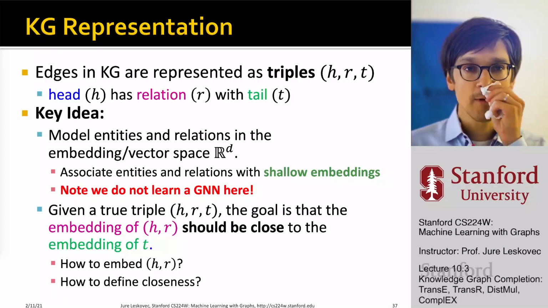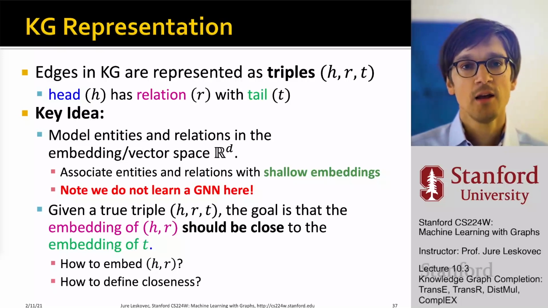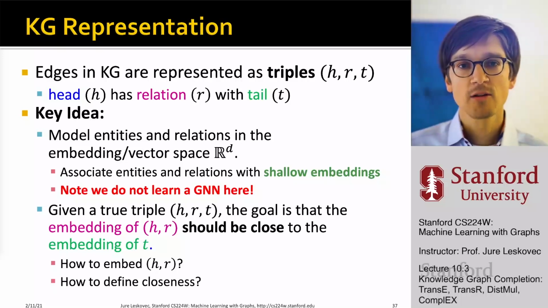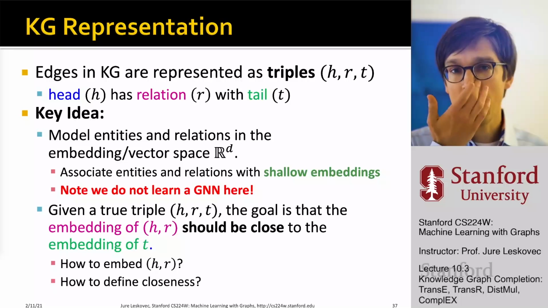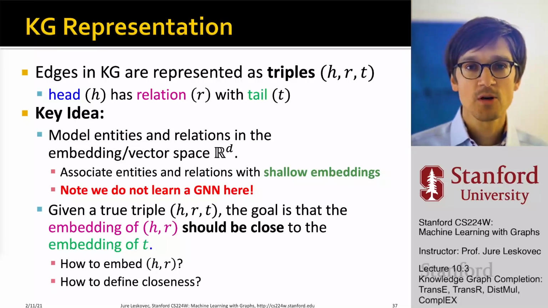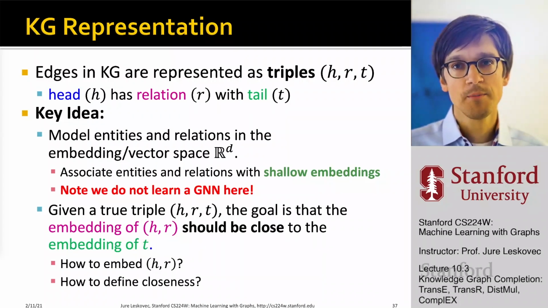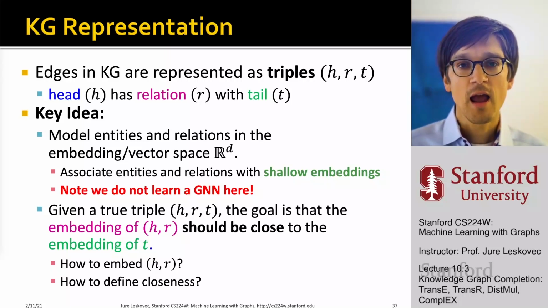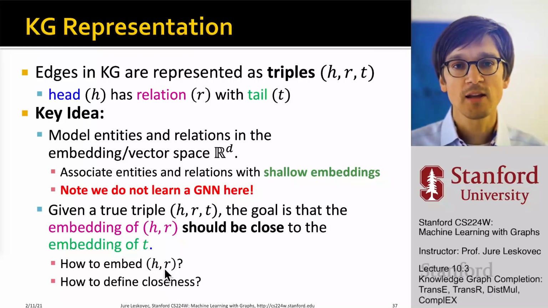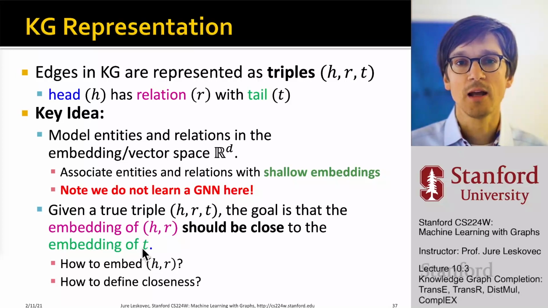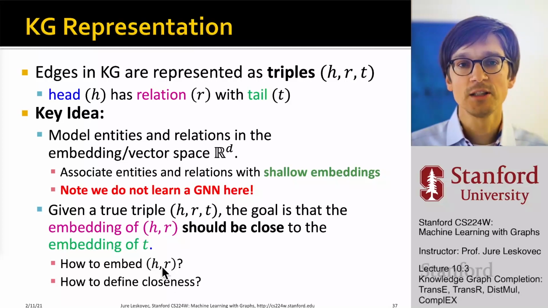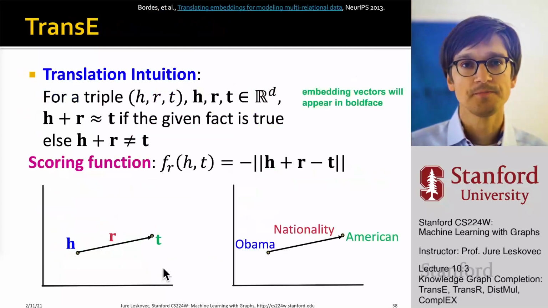Then the idea is that given a true triple (head, relation, tail), the goal is that the embedding of (head, relation) should be close to the embedding of the tail. I know this is a bit abstract right now, so let me give you explanations. How can we embed (head, relation), and how do we define this closeness, that the embedding of (head, relation) should be close to the tail? Really, all the different methods we'll talk about differ in how this closeness and this embedding are produced.